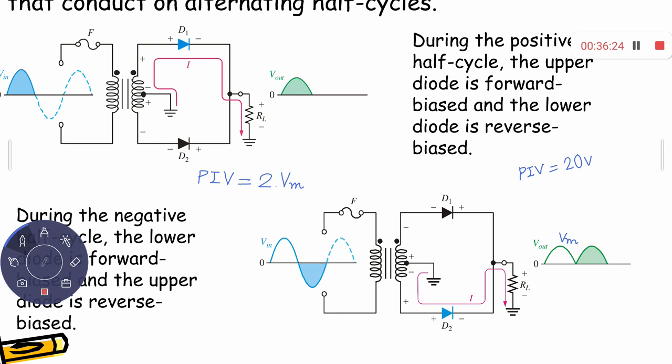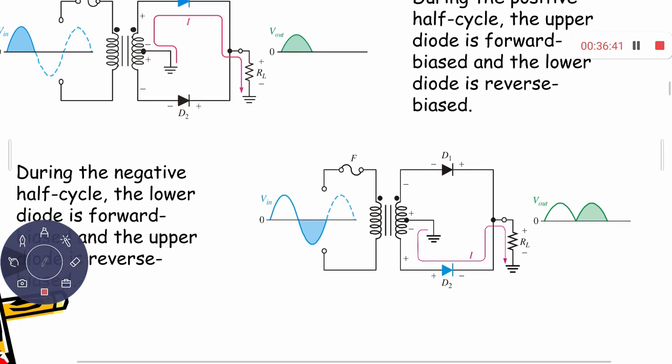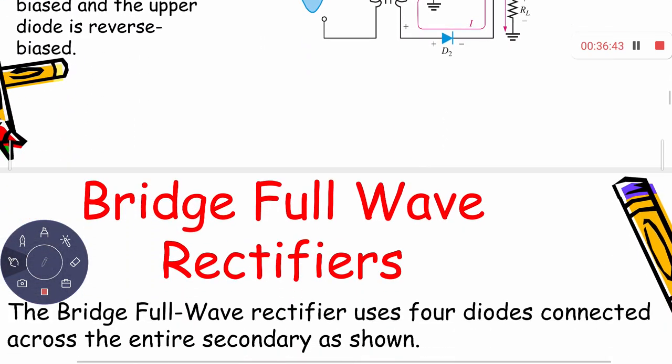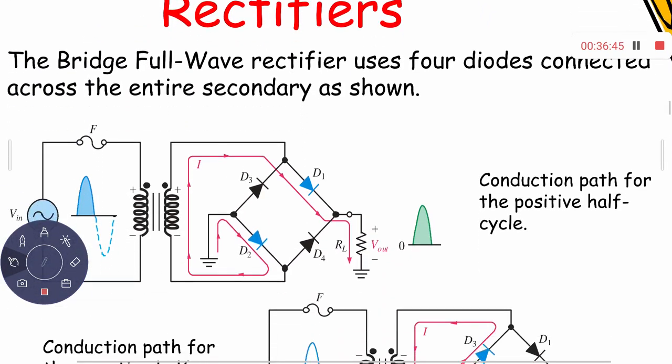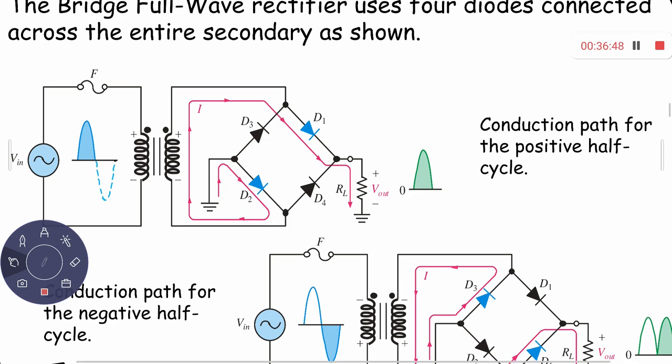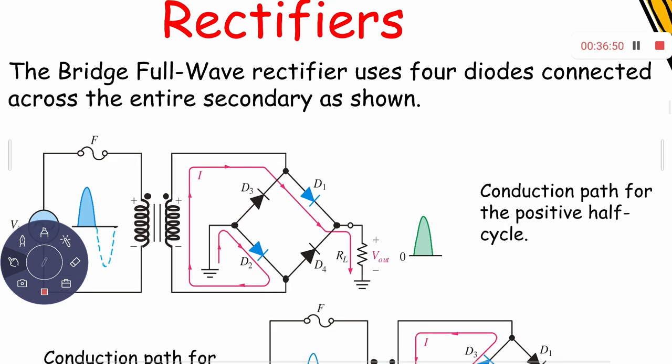At the same time, the PIV should not be 2 VM. It should be VM for an ideal lab, for example. So what is the solution? The solution is you have to use more diodes in a different full wave rectifier circuit. And this is called a bridge full wave rectifier, which looks something like that. Bridge full wave rectifier.